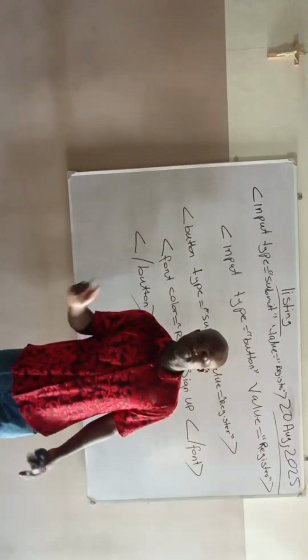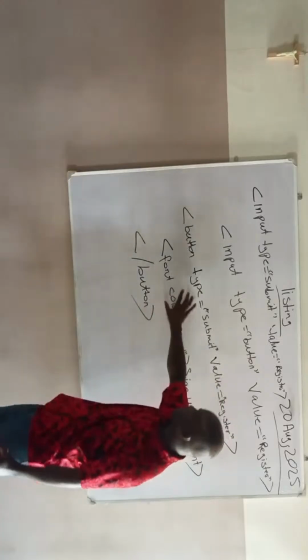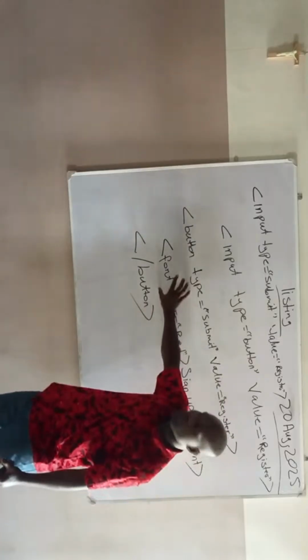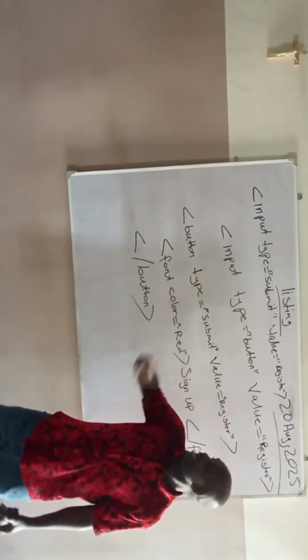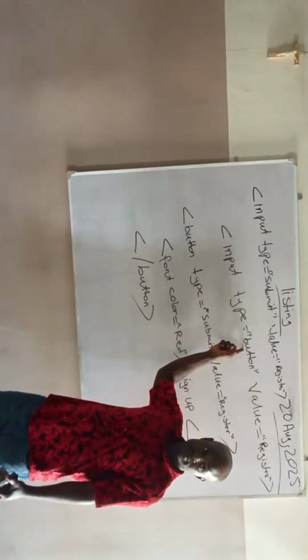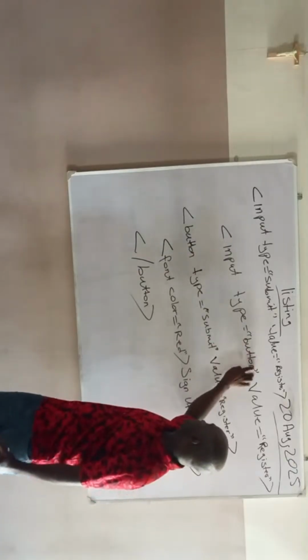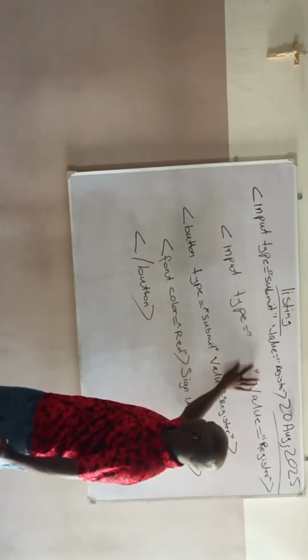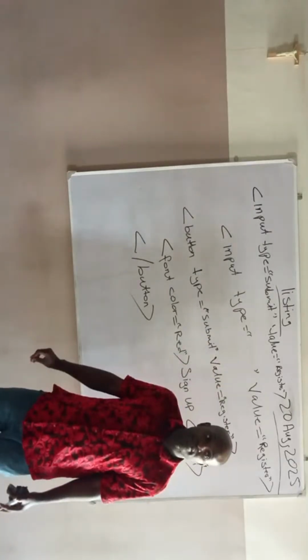You understand? Good. Now I have this again. This is another way of writing a button. I can do my button like this, type submit, or type button. If I didn't put button here, just type equals to this, what will it give me?